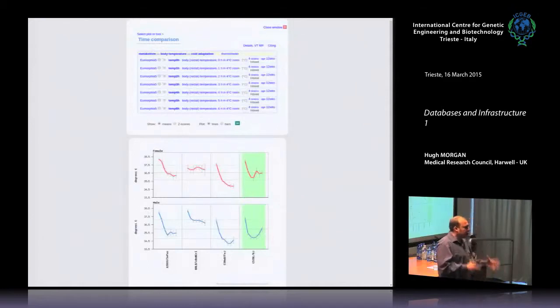The idea is you should be able to find out information about a particular mouse strain that you have in your laboratory, and you can get an idea of how this might be similar or different to other mouse strains, perhaps for which there's published data.